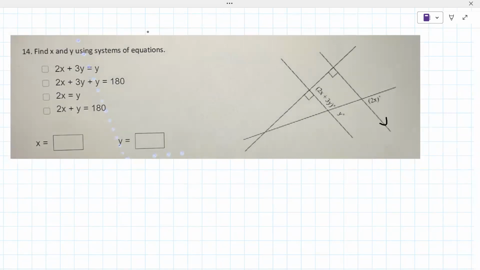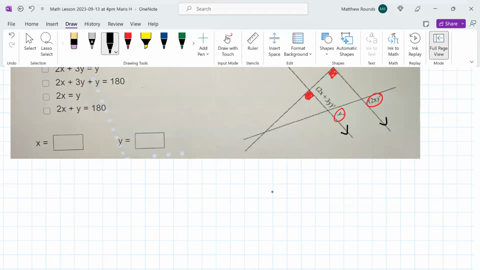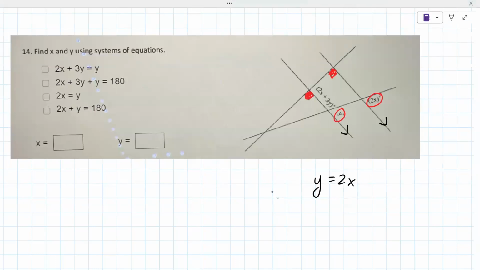You are supposed to recognize that these are parallel. The reason they're parallel though is not because they look parallel, it's because these angles are the same here. Right? Since they're corresponding, that means that these angles are the same. So y is really equal to 2x. That's equation 1.